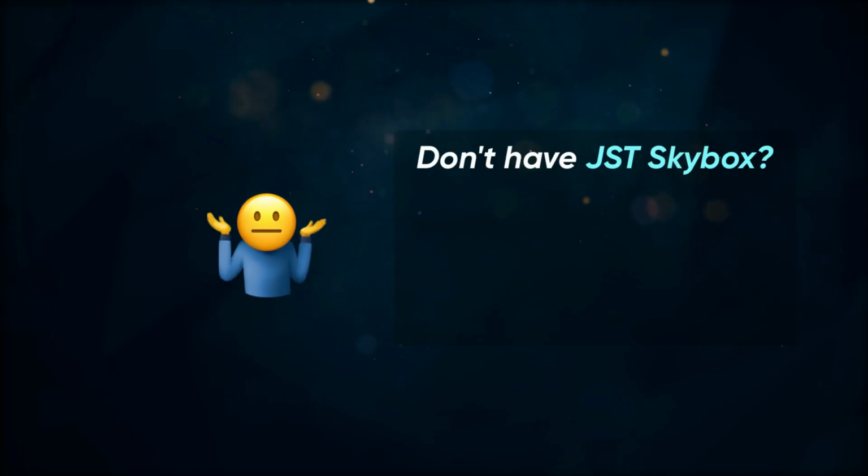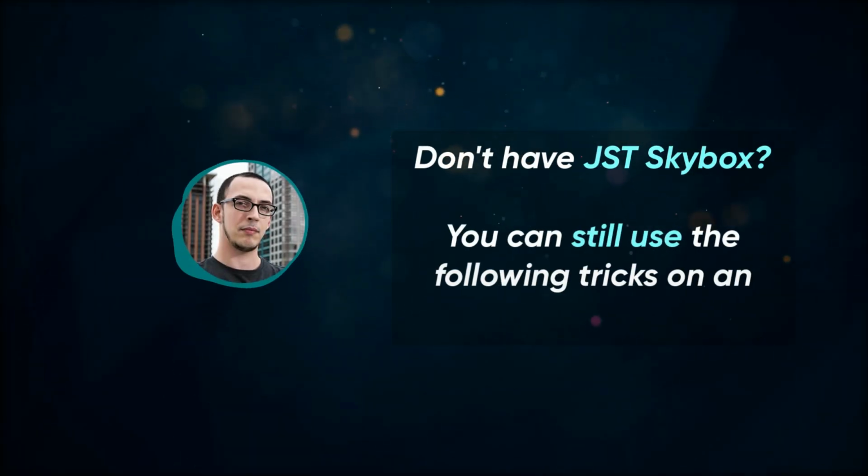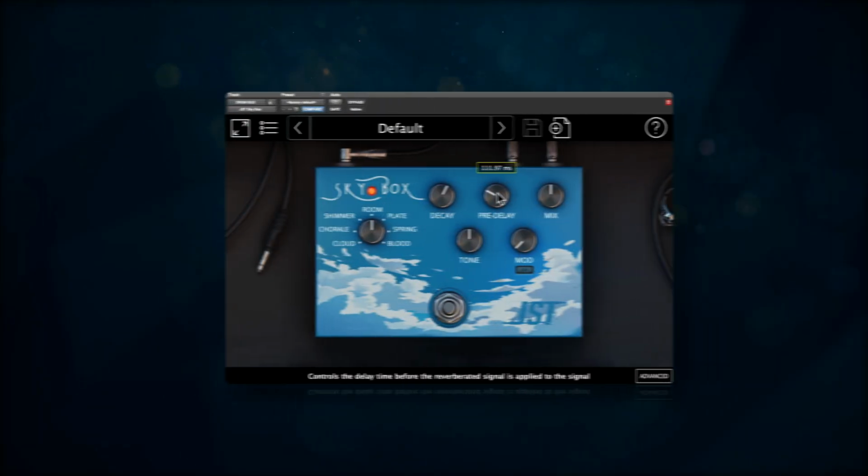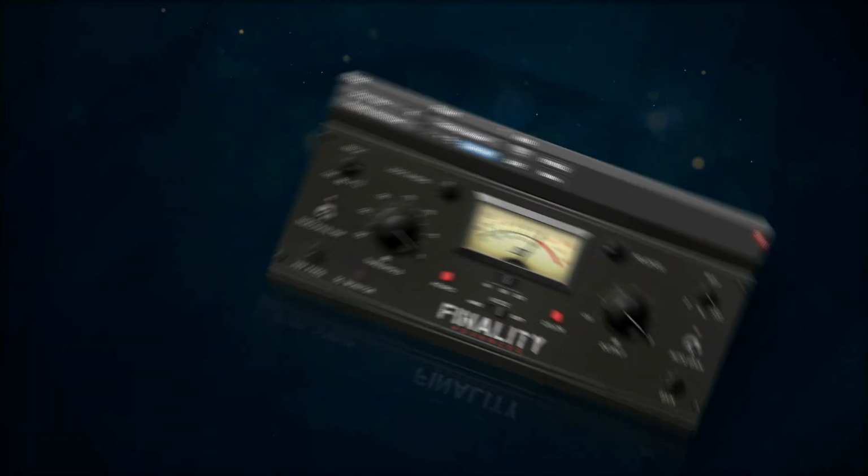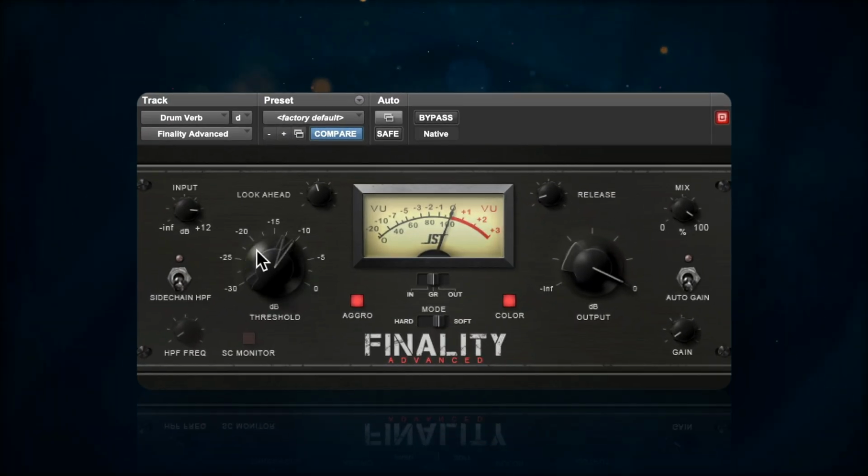But let's say you don't have JST Skybox. You can still use one of the following tricks on an aux bus. Once the reverb is blending with the part, extra realism can be added with compression.